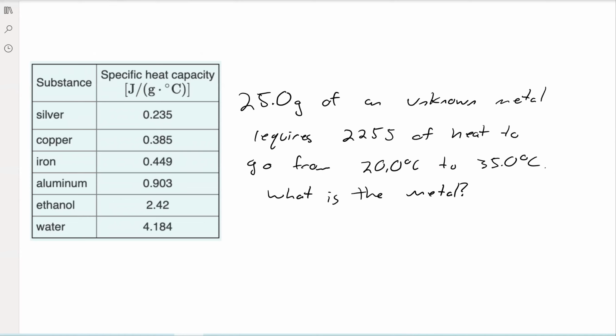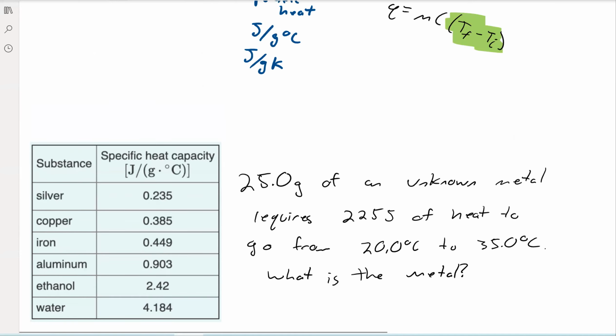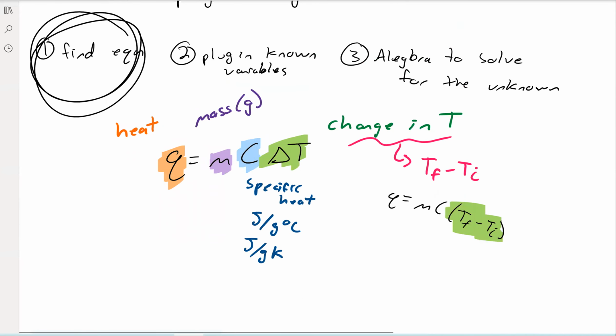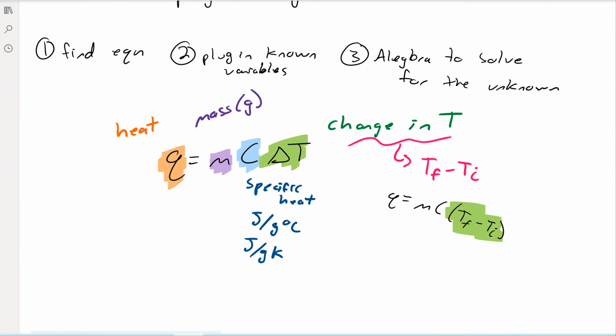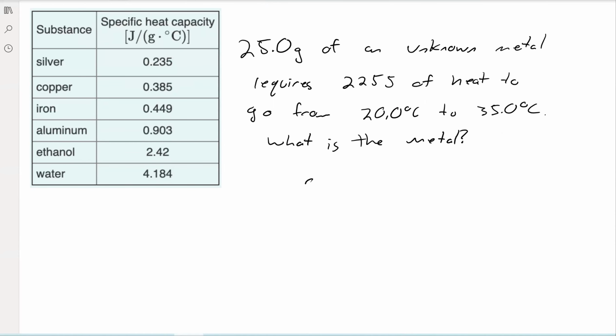Right, so the question is asking us what the metal is, and we're given a table here where we have different specific heats of different metals. So what we need to do is solve for the specific heat, and then we can discover which metal it is. So let's take a look at our problem and how we're going to plug that in. Obviously, the first step of this kind of problem, find the equation, is relatively easy for us because we're going to use the equation that we just learned about, right? So Q equals MC delta T, or you can think about it as Q equals MC TF minus TI. It depends what kind of information you're given. If you're just given the difference, use the delta T. If you're given both temperatures, use the TF and the TI.